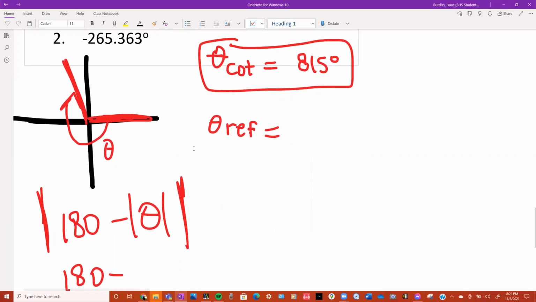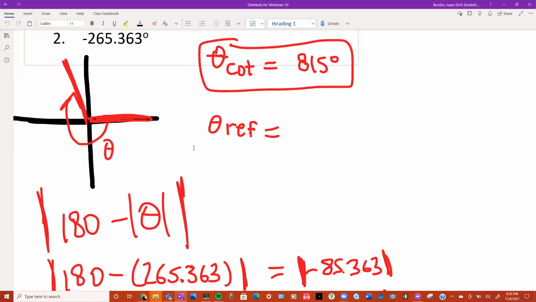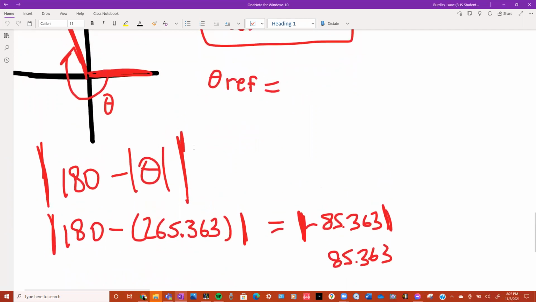So 180 minus, since it's negative 265.363, let's make it positive. So we're going to do minus 265.363, since we're taking the absolute value of that and then making it positive. 180 minus 265.363 is negative 85.363. But we take the absolute value of that, and that would be positive 85.363, and there we go. Just now caught up. So that is what our reference angle is. If you want to round, let's just say 85 degrees.